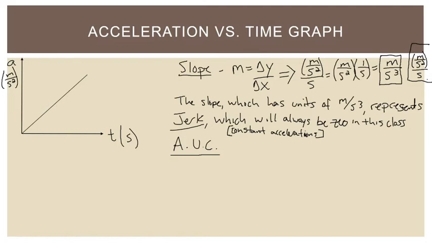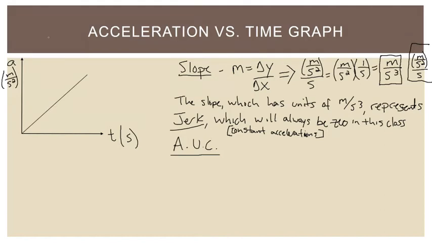So jerk shows you the rate of change of acceleration. If you want to know exactly what that means, it tells you how much the acceleration changes by each second. So if the jerk was 1 meter per second cubed, that would tell you the acceleration is changing by 1 meter per second squared per second. But of course, because we're only dealing with constant accelerations in this course, the jerk will always be 0.